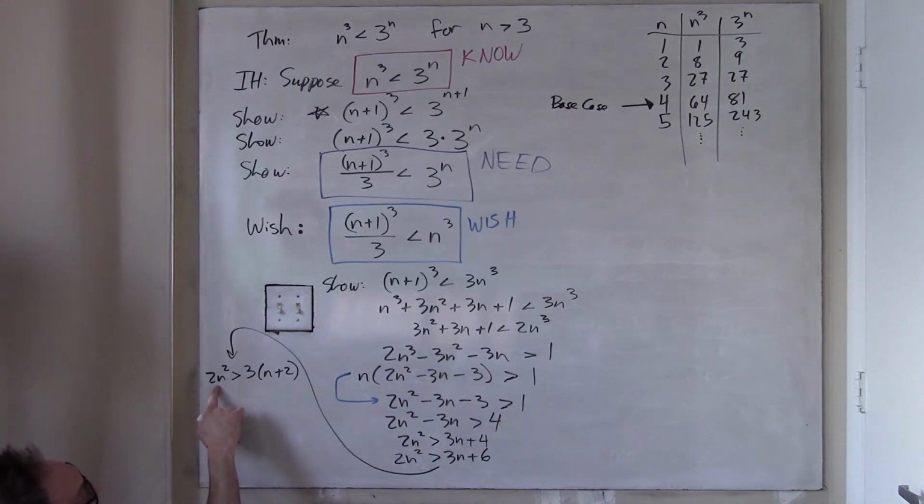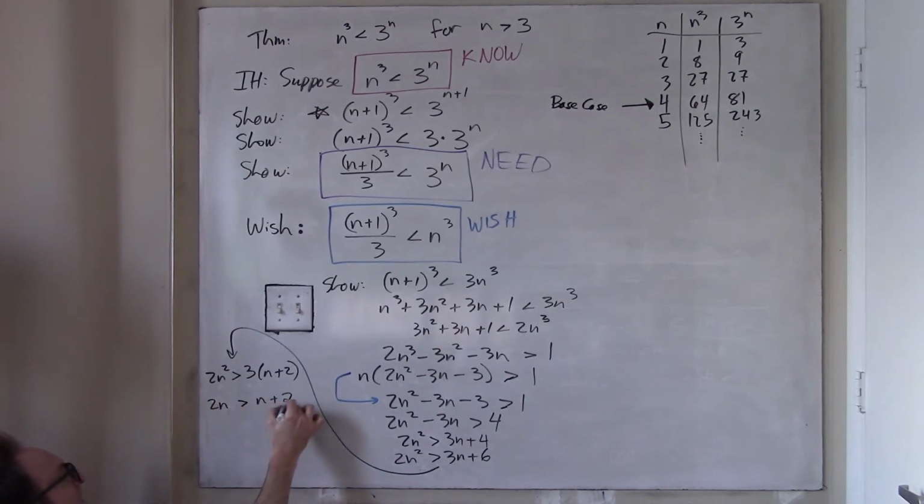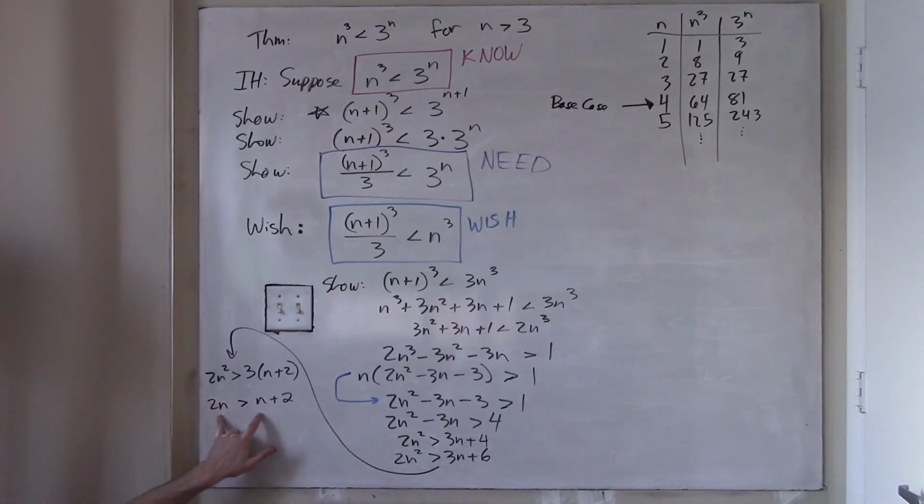So now I know that n is bigger than 3. So once again, it suffices to show that 2n is bigger than n plus 2. Because if I can show that 2n is bigger than n plus 2, then I can just multiply both sides by my n is greater than 3 fact. Is this true? Yes, because n is greater than 2.